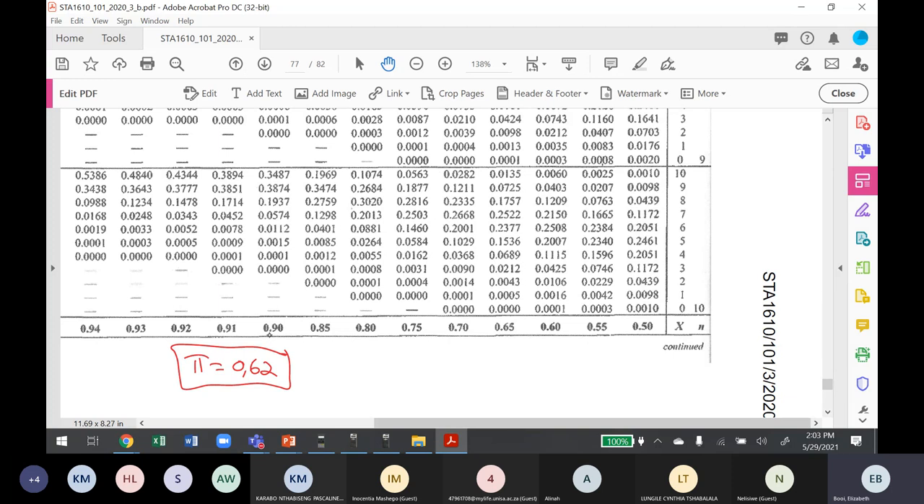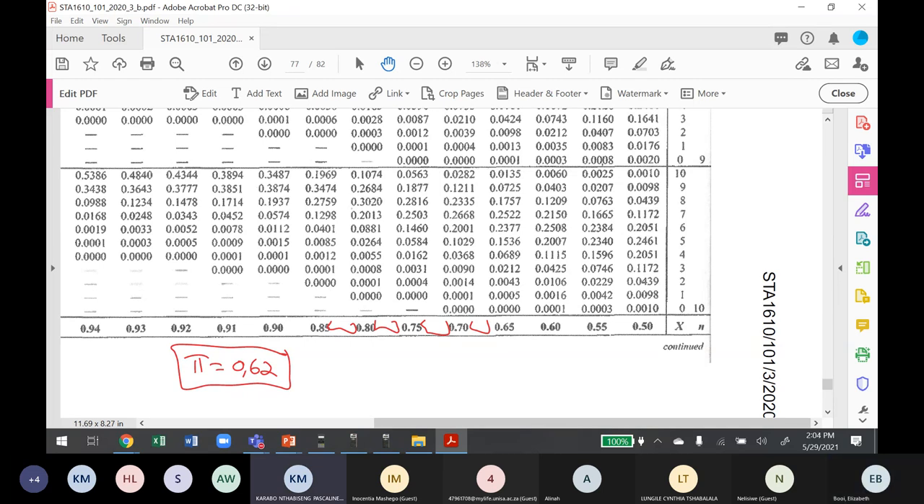I think only 0.9 has 0.91 up until 0.99. The others are just in tens or fives, multiples of five. So it's 80, 85, 75, and 30. If they give you the other ones that are in between, you just need to use the formula. But it will be highly unlikely that they will do that to you.